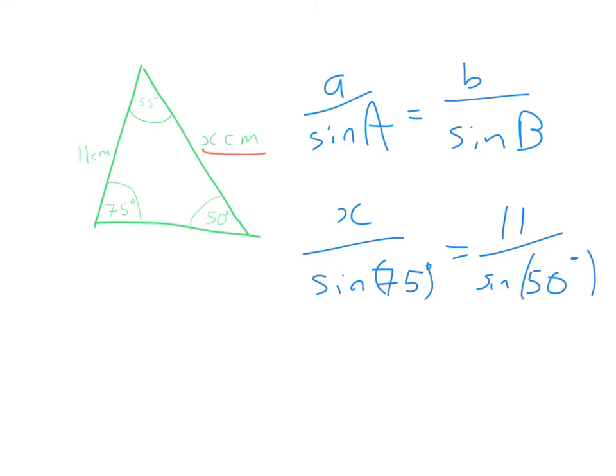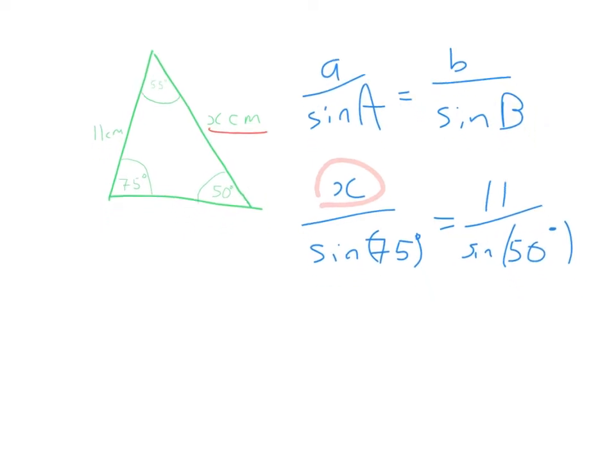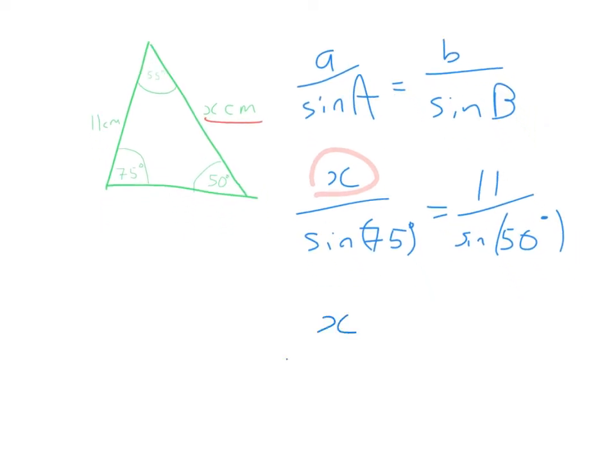Now, what we have here is an equation. We have an equal sign and we have only one unknown. 11, sine 75, sine 50, we can all figure out what their values are. So that means we can actually figure out what the true value of x is if we follow this equation through and try and solve it out. Let's start filling this in now. So x stays the same. The sine of 75 degrees is 0.966.